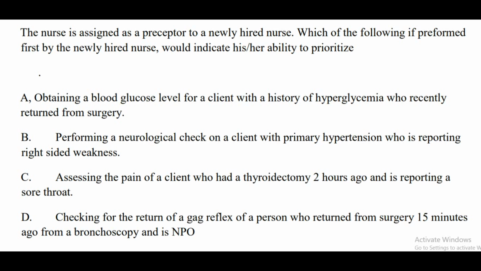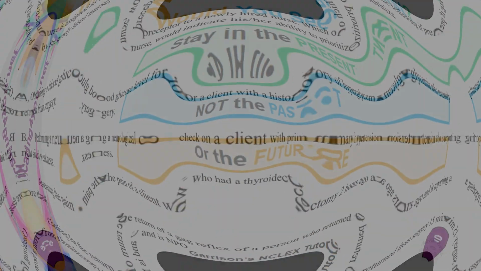So, let's look. A is the past because with a history of hyperglycemia who recently returned, past tense, right? B is now, performing a neurological check on a client with primary hypertension who is reporting right-sided weakness. That's happening now. C is past because of 2 hours ago, and D is past because of 15 minutes ago. So the answer for this question would be B.